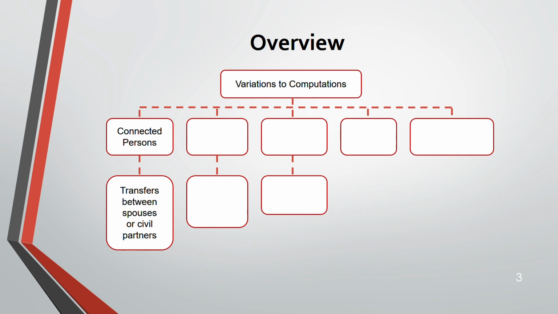Connected person means transfer between spouses or civil partners. Then part disposal. Sometimes we might not make a whole disposal, but out of the asset, partly we might dispose and partly we might retain. So how to deal with it? We have to see whether it's a small part disposal or not. For that, we have some rules. Then chattels and vesting assets.